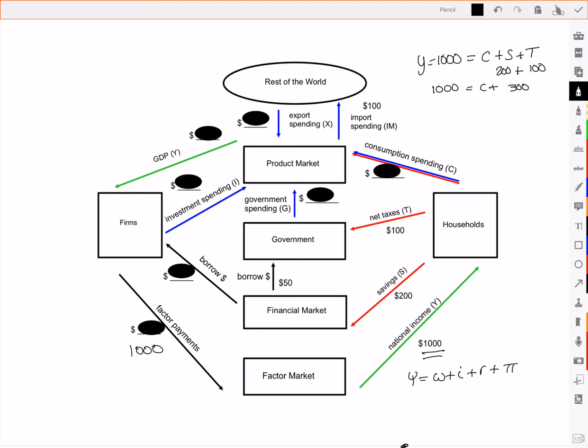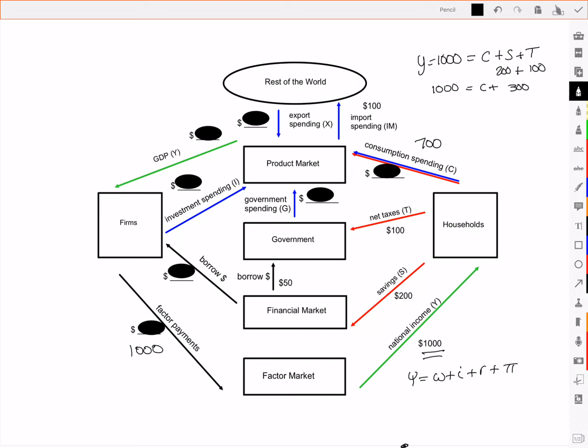how much is our consumption spending? Well, we must be spending $700 because we're saving $200 and we're paying net taxes of $100. There's only 3 things you can do with your income: spend it, save it, pay net taxes. Okay. All right. So now let's look at other parts here.